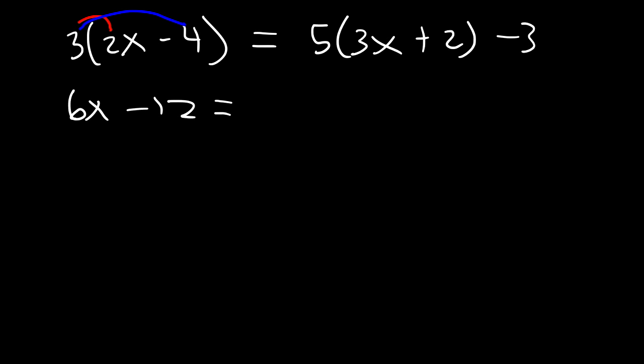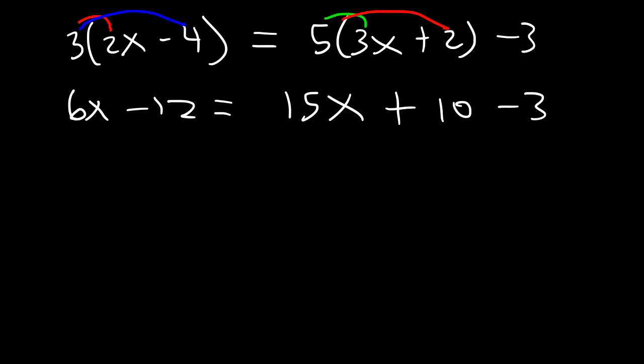Now on the right side, distribute the 5. 5 times 3x is 15x. And then 5 times 2, that's 10. And let's not forget the negative 3 that we have on the right side. So at this point, combine like terms if there are any. On the right side, we can combine 10 minus 3, which is 7.